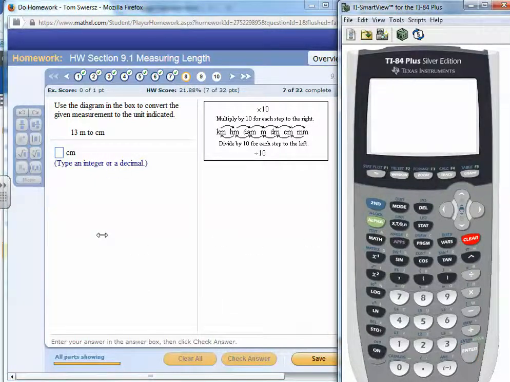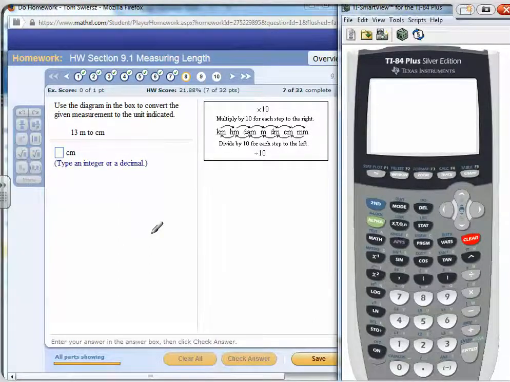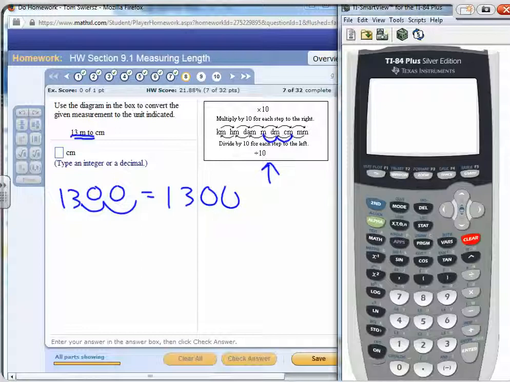Okay. Number 8, use the diagram in the box to convert the given measurement to the unit indicated, 13 meters to centimeters. Okay, now, they got the King Henry died drinking chocolate milk and the unit in between, so all you have to do is locate meters, which is right here, and you're going to centimeters, so you're going 1, 2 jumps to the right. So 13, it's a whole number, 2 jumps to the right, so you'd have to add 2 zeros, so that would make it 1,300 centimeters.